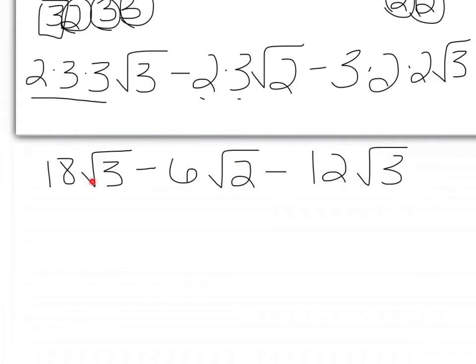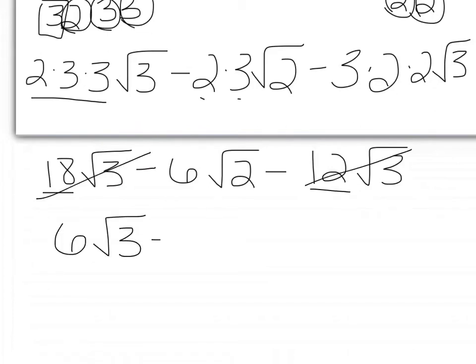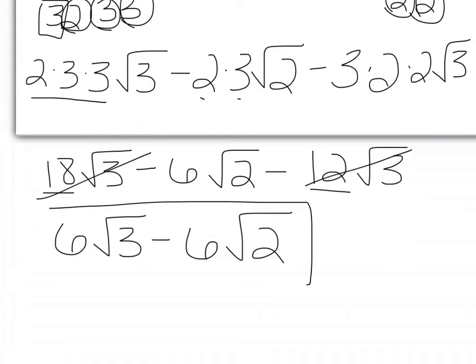This radicand and this radicand are the same, which means I can take this term and subtract them. So I'm going to say 18 minus 12 is 6, square root of 3. So I took care of this and I took care of this. Minus 6, square root of 2. I can't go any further because though my indexes are the same, my radicands are not. So this is 6 square root of 3 minus 6 square root of 2.